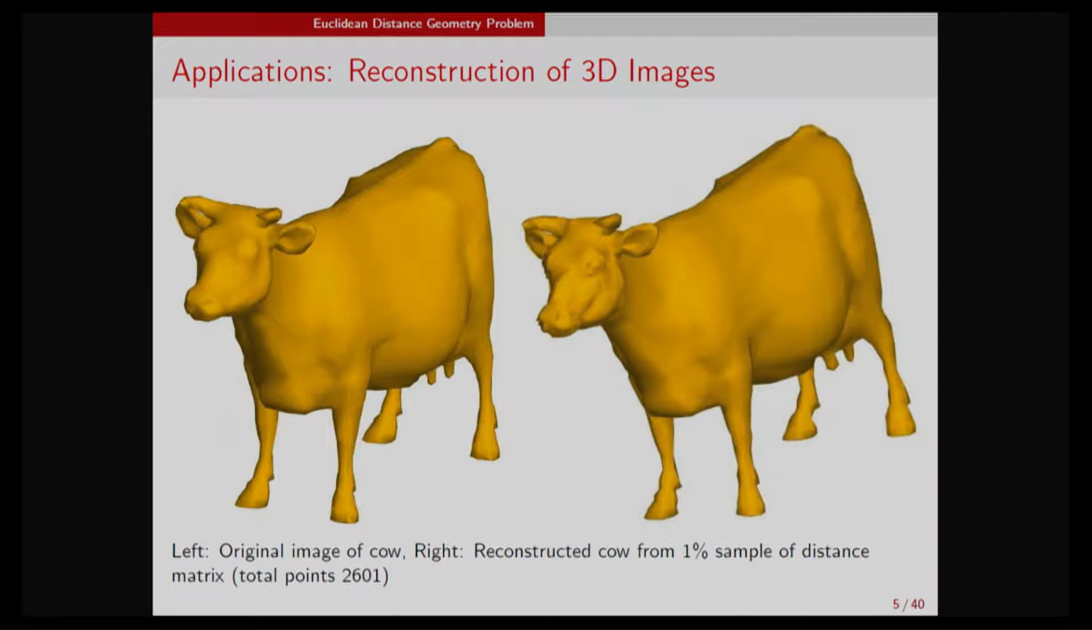Just to show you some examples of the flavor of the work and the algorithm: on the left side you have the original image of a cow, sampled at a total of 2,601 points. From this distance matrix, we sample about 1% of the distances. On the right-hand side, you have the reconstructed cow, which is what the algorithm recovers, having seen only 1% of the distance samples. Yes? That'll depend a lot on how you sample. Yes, yes, which is what I'll come to.